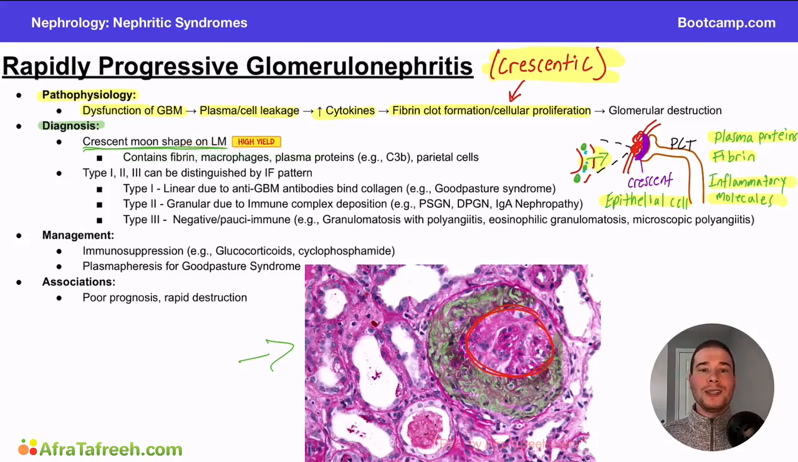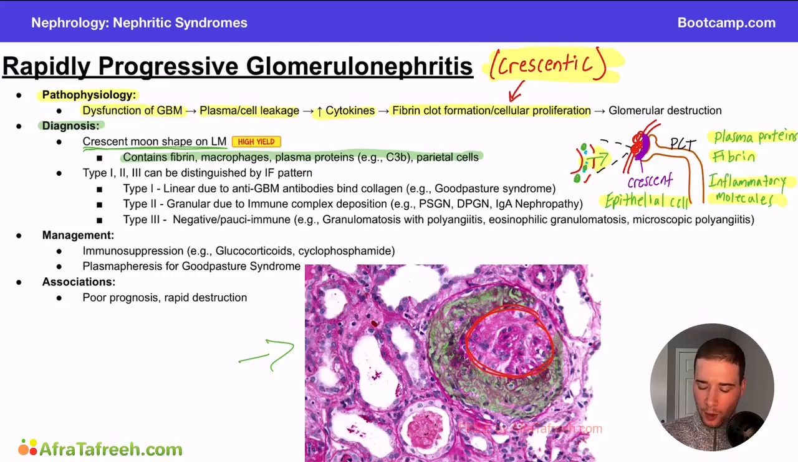As we said, these crescents contain a variety of different molecules, including fibrin, macrophages, plasma proteins, and parietal or epithelial cells. So in general, this is an overview of the condition where you get this classic presentation, but we can then break it up into different types. And the ones we need to know for right now include type 1, type 2, and type 3, and being able to distinguish the different pathologies that can cause these conditions.